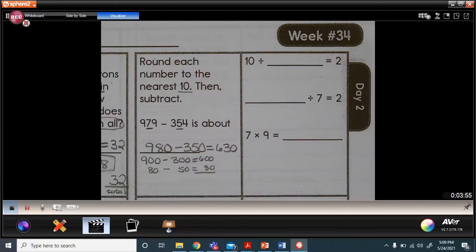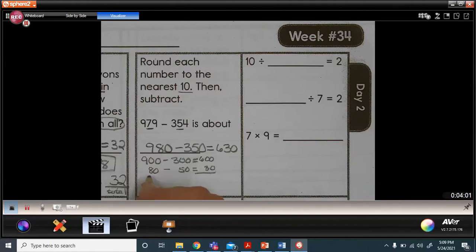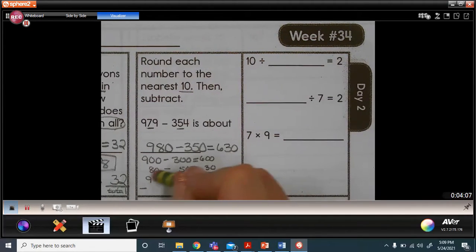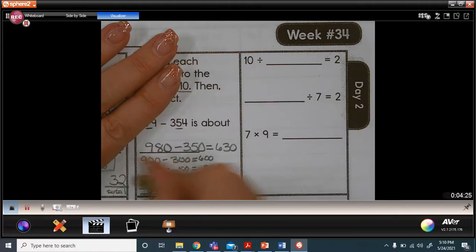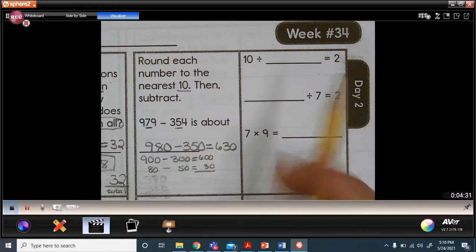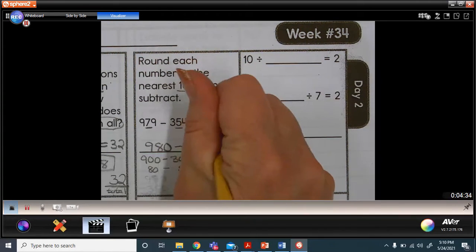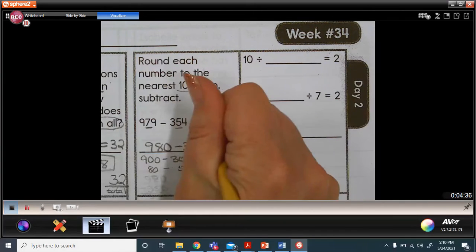Now, I can also do this using the algorithm. So 979 minus, we're rounding, rounded, 980 minus 354, or 350, is going to be, again, 600. Well, okay, hang on there. This Emil needs a little bit more room. So I think I'm going to do it up here instead. So I'm going to take this 980 and subtract the 350.